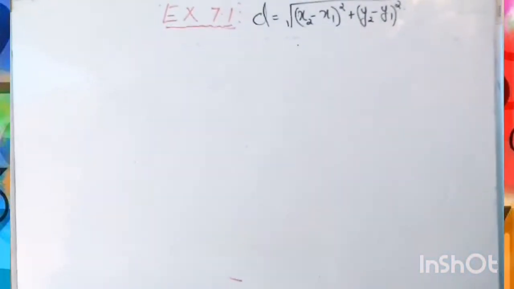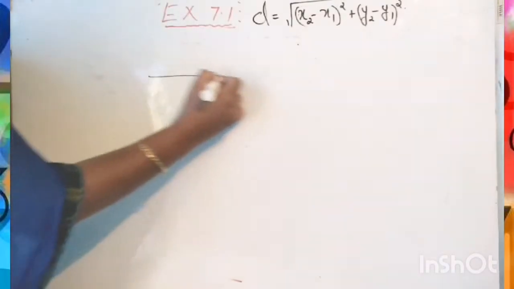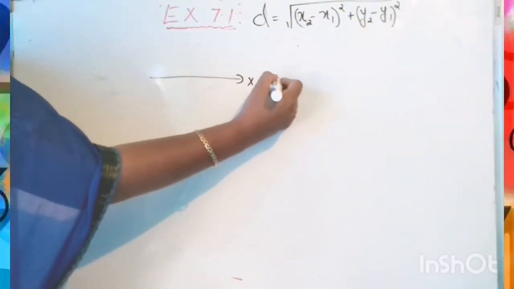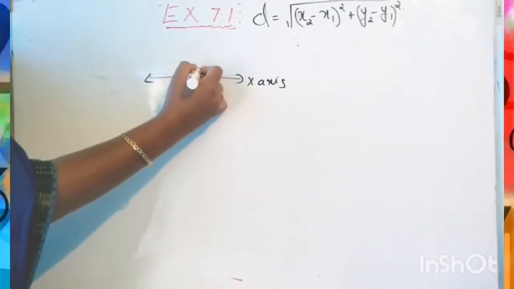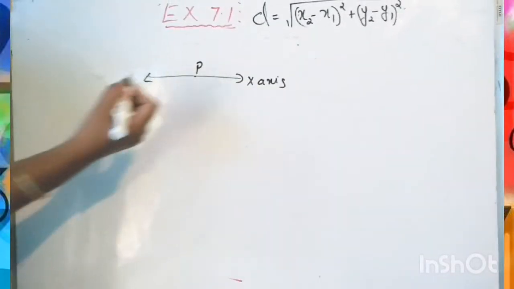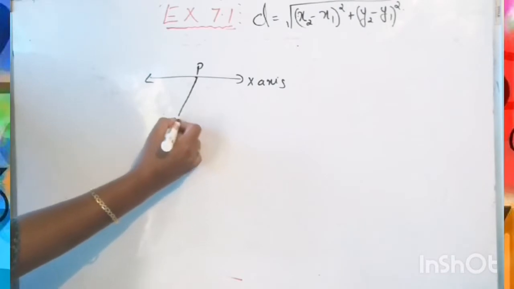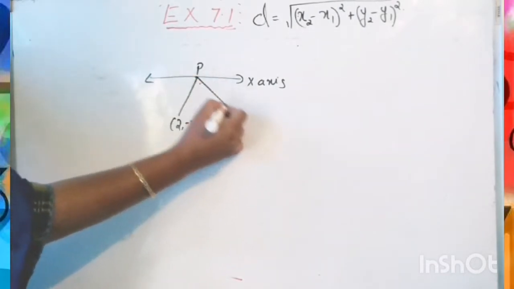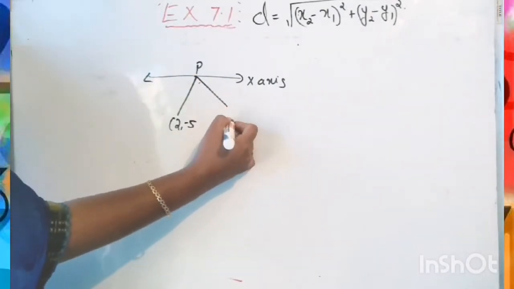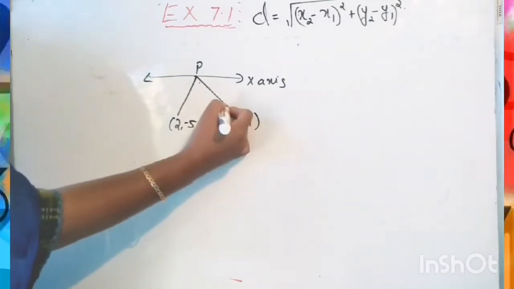Find the point on the x-axis which is equidistant from ordered pair 2, -5 and ordered pair -2, 9. That means we need to find one point on x-axis. Suppose this is our x-axis. We need to find one point on this x-axis such that this point is equidistant from first point 2, -5, the second point -2, 9.